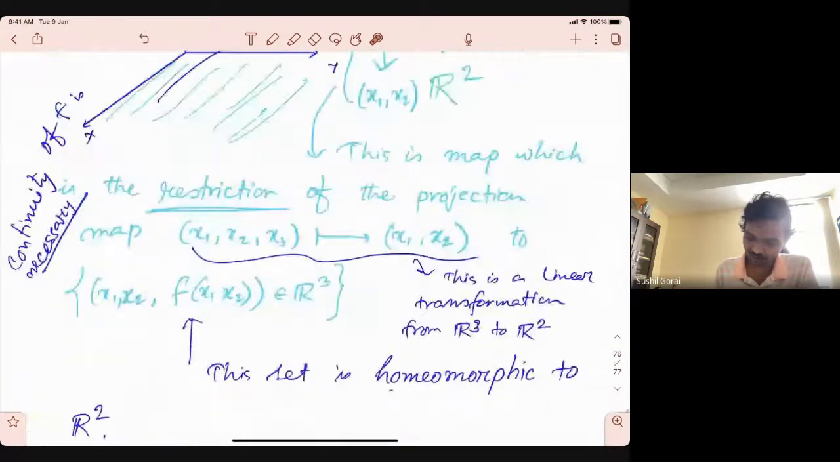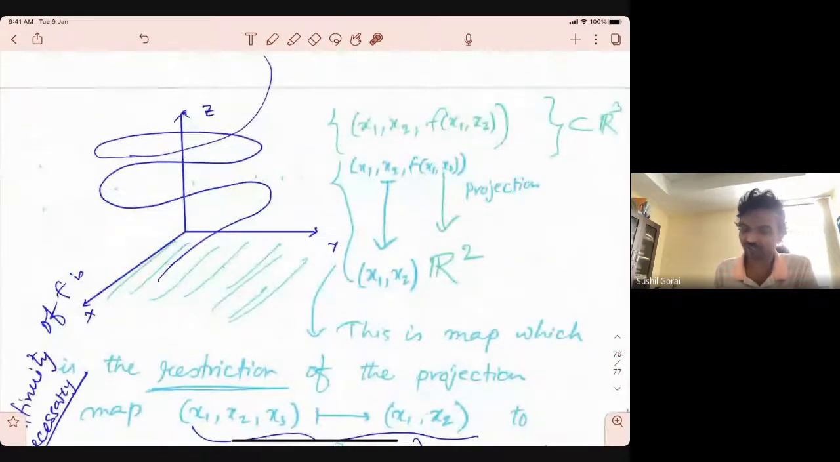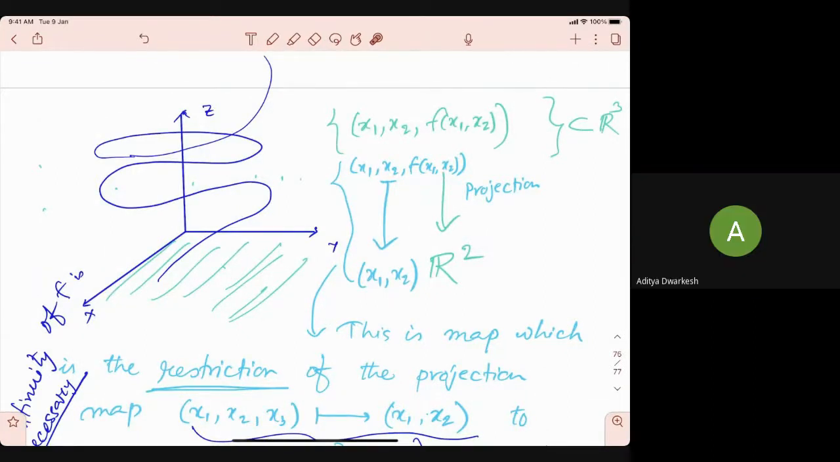Okay, so we are looking at surfaces. We are not looking at any other things. We are looking at surfaces. So for it to be a surface, do we also require f to be differentiable, or does just continuity suffice?